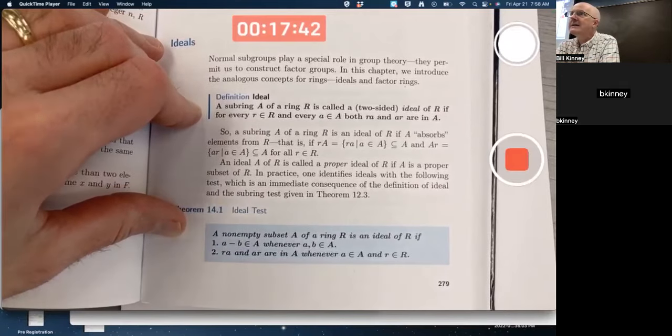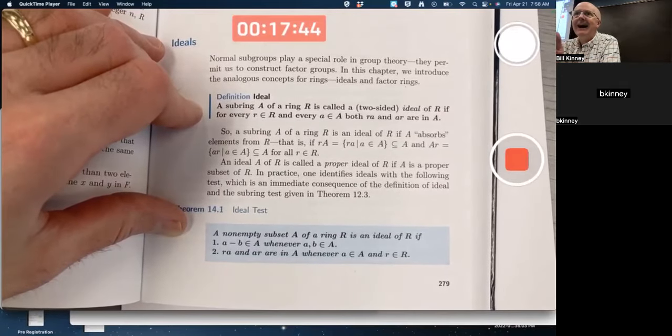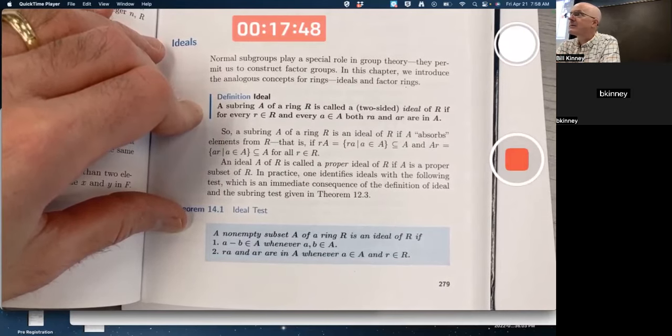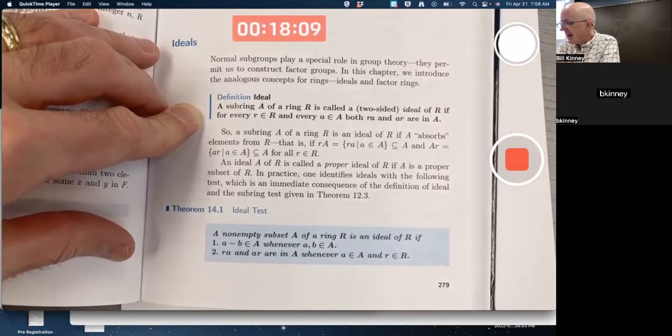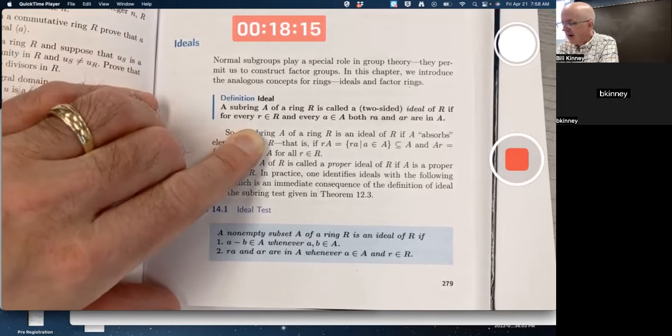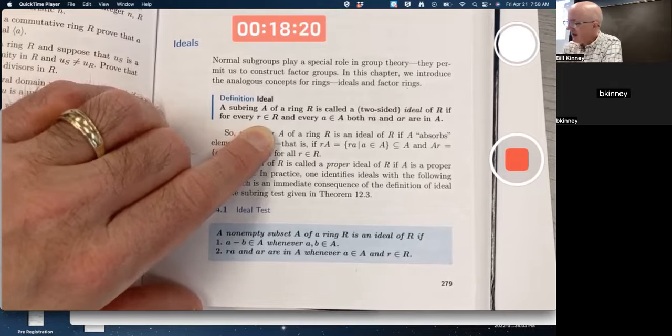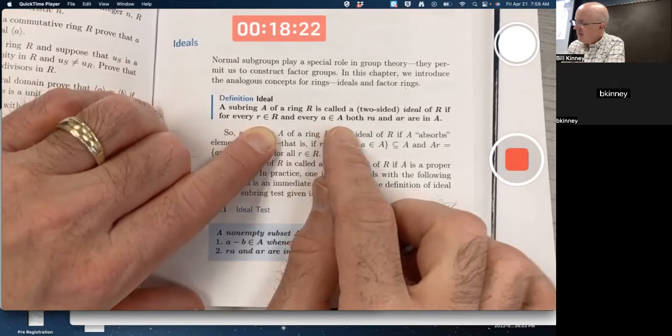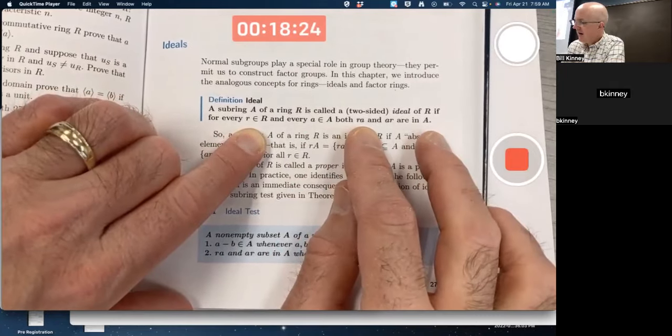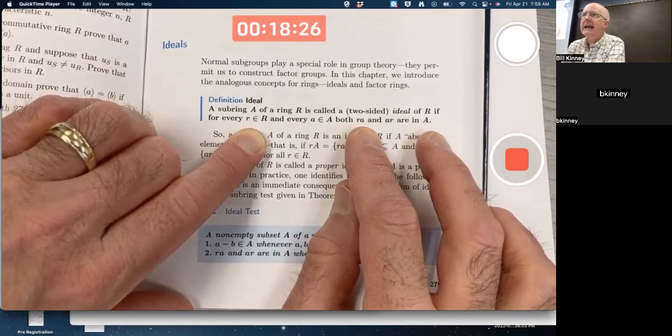In ring theory, we have rings, subrings, and ideals. Ideals are like normal subgroups because, instead of forming factor groups, they're going to help us form factor rings. A subring A of a ring R is called a two-sided ideal. Evidently, there are one-sided ideals as well. It is an ideal if for every element r of the ring and every element a of the ideal, both of these products, ra and ar, are in A.